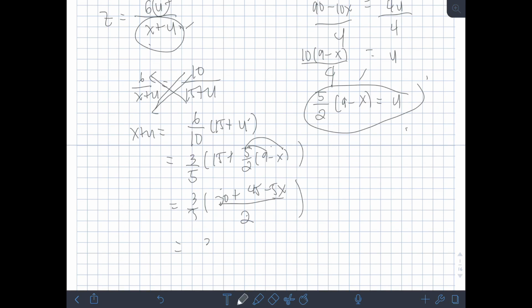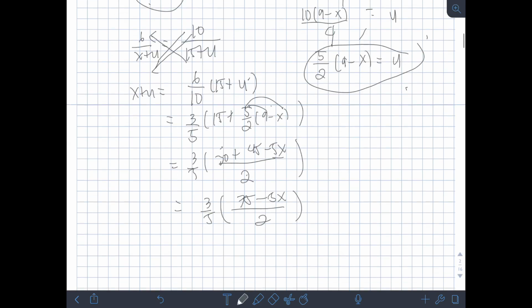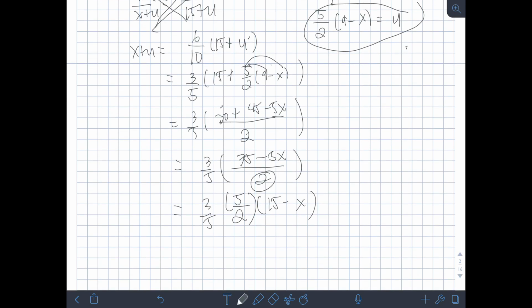So we have 3 over 5 times 30 plus 45 is 75 minus 5x over 2. And then factor out natin itong 5. So 3 over 5 times, common factor ay 5. Tapos itong 2, igilid ko na lang, magiging 15 minus x. Right? So simplify natin to. Cancel, cancel. We have 3 over 2, 15 minus x.